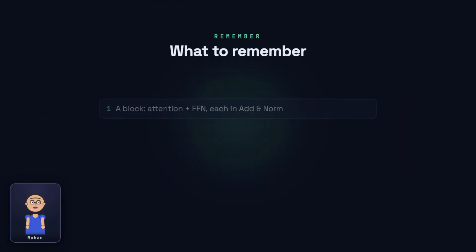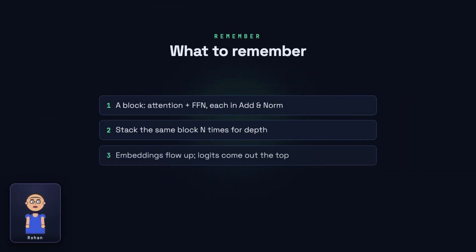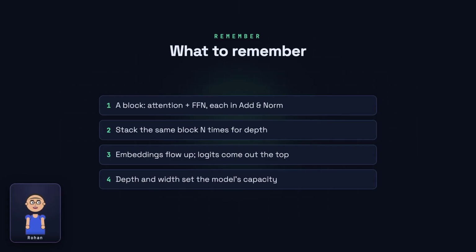So here is the whole picture. One transformer block is attention, plus a feed forward, each wrapped in add and norm. Stack that identical block n times to build depth. Token embeddings flow up from the bottom and come out the top as logits. And depth times width sets how much the model can learn. Understand one block, and you understand the engine inside every modern LLM.